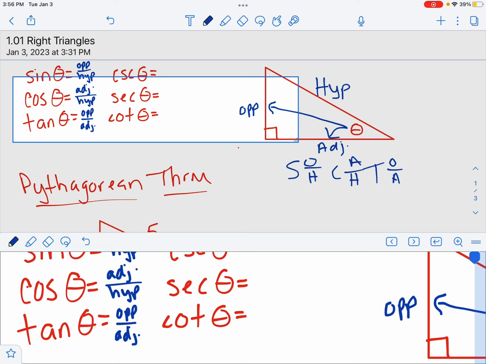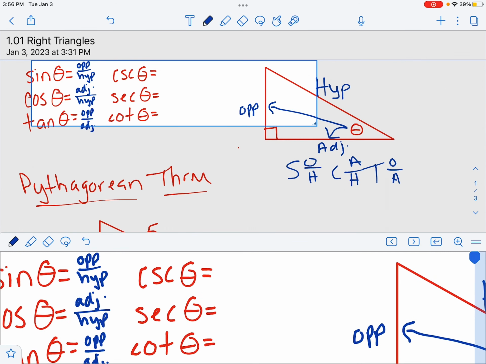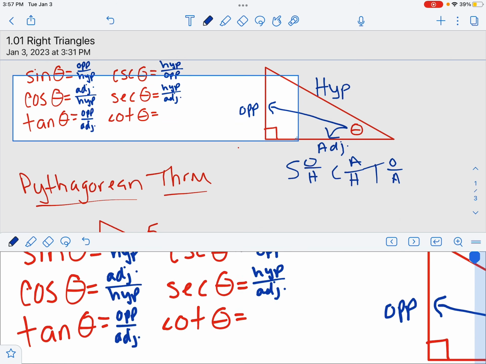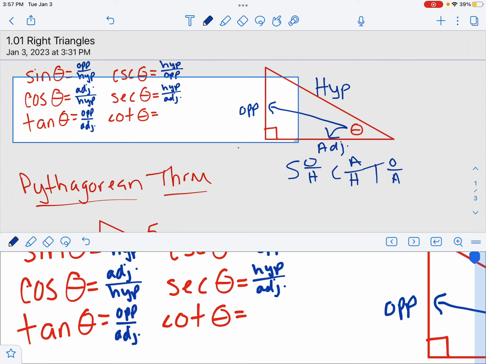Now we do have their inverse functions. We're not going to do a ton with those while we're solving, but we will use those later when we're applying them to pre-cal. Cosecant is the inverse of sine, which means it's hypotenuse over opposite. Secant is the inverse of cosine, which means it's hypotenuse over adjacent. And cotangent is the inverse of tangent, which means it's adjacent over opposite.